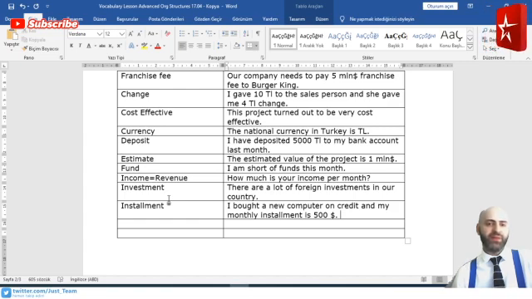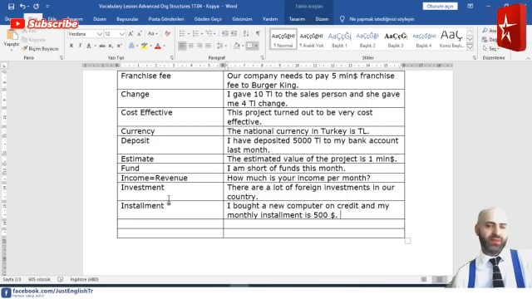Fund, as a noun, means all available money that you have, and as a verb it is when you give money to someone in order to start something. I gave you an example as a noun: I'm short of funds this month.